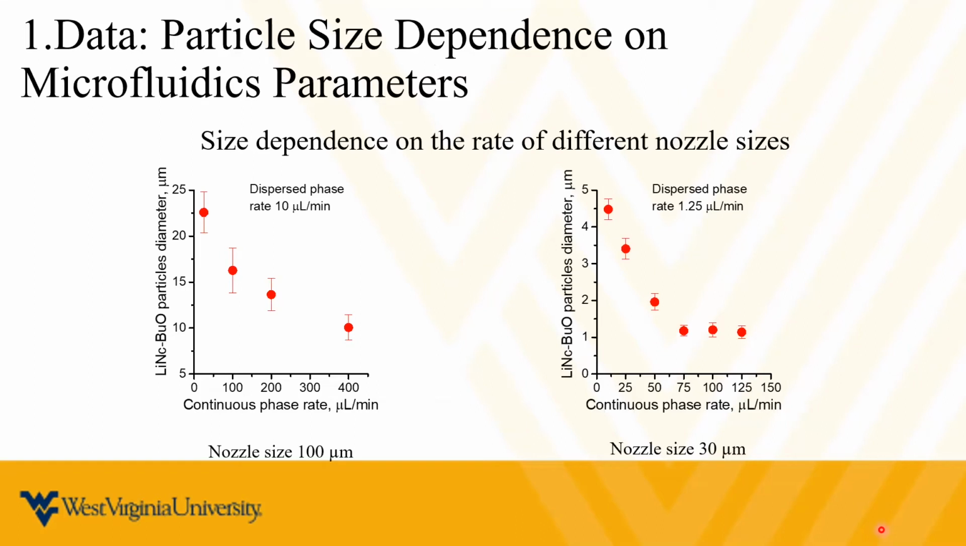These graphs also show how the diameter size of the particles depends on the rate of the oil phase. On the picture on the left, the nozzle size is 100 micrometers, which is the diameter of the tubes within the microfluidics chip. The graph on the right has a nozzle size of 30 micrometers. Even though the nozzle size is different, both graphs display the same trend.